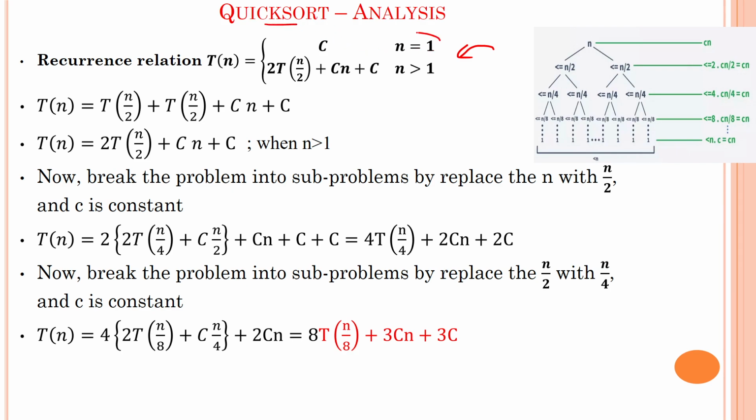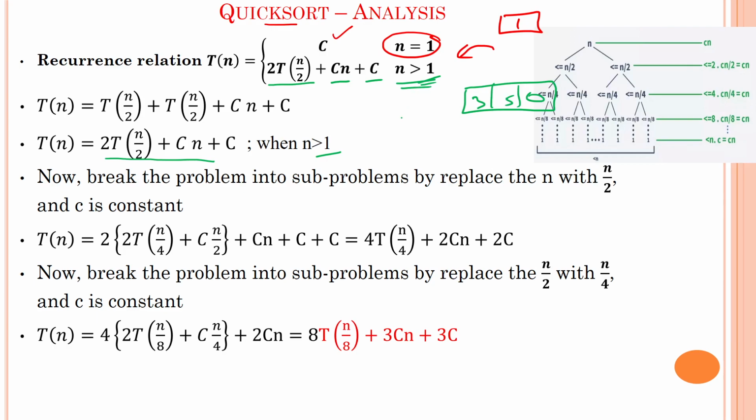Whenever your array has a single element, it will consume only a constant amount of time. If there is more than one element in our array, for example if you have 3 5 0, then it will take 2 times T of n by 2 plus a constant amount of c times n plus c. So now we are taking this equation, and the condition is n is greater than 1.